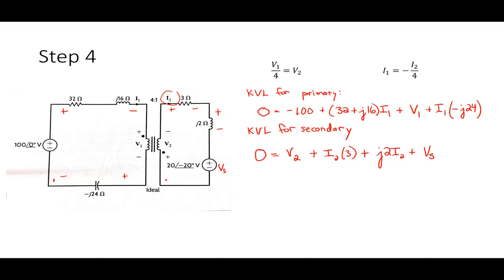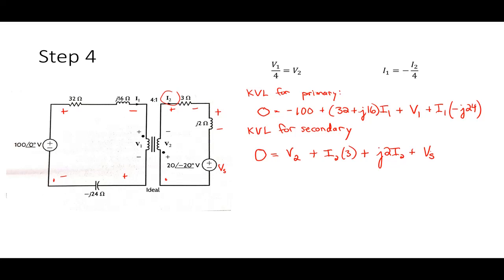Just to follow that again, I'm going clockwise from the bottom left corner. So I go V2 from plus to minus, and then from plus to minus I go 3 times I2, and then from plus to minus I go J2 times I2, and then from plus to minus I go VS. So there's my relationship.